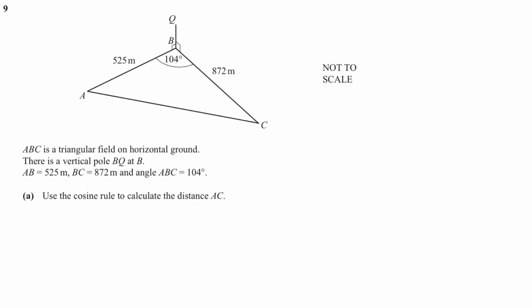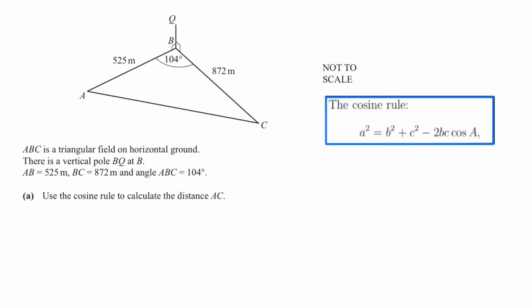Question number 9. ABC is a triangular field on a horizontal ground. Two sides have been given to us and the angle B has been given to us. Using the cosine rule, we have to calculate the distance AC.